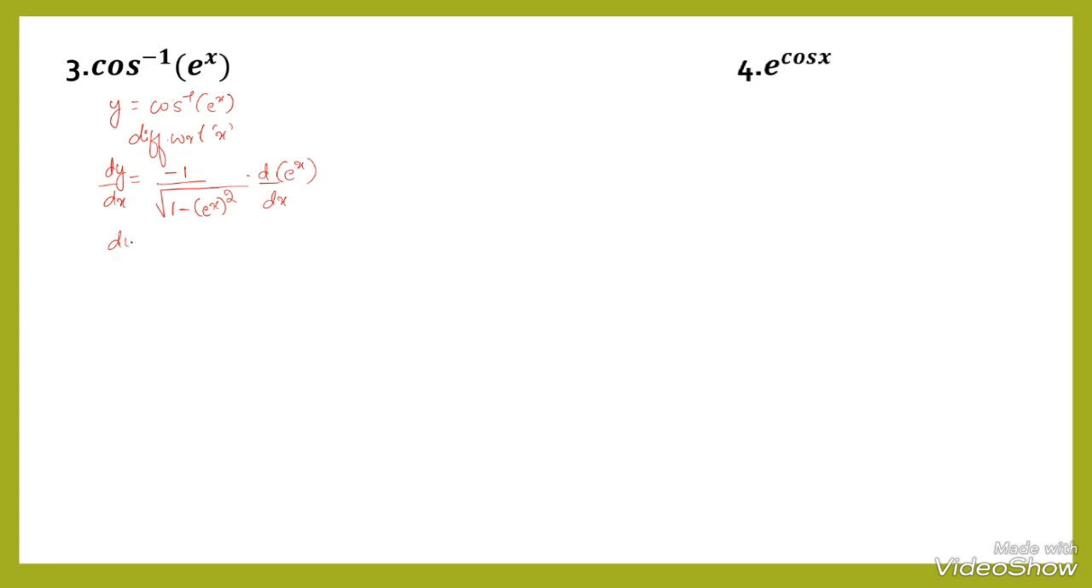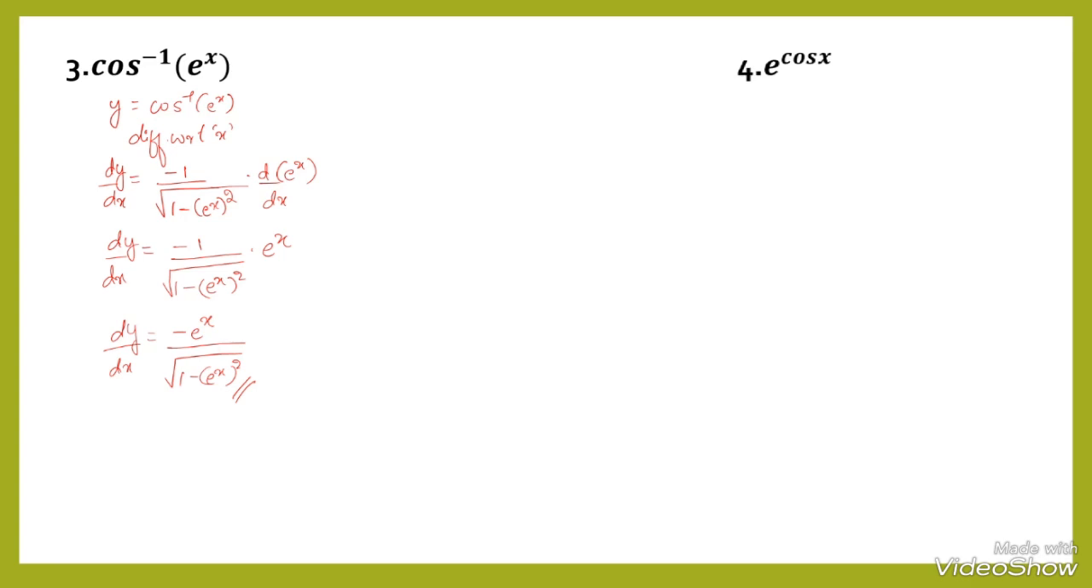Now dy by dx is equal to minus 1 divided by root of 1 minus e to the power x whole square, into e to the power x. Then I can write dy by dx is equal to minus e to the power x divided by root of 1 minus e to the power x whole square. This is the solution of the given problem. Let's move on to the next problem.